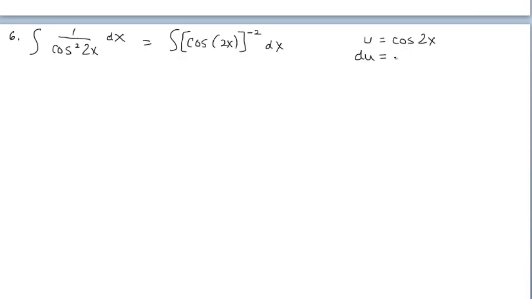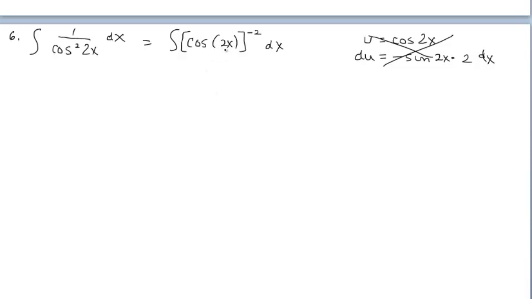Well, the derivative here is pretty complicated. It's the chain rule. It would be negative sine, leave 2x alone, times the derivative of 2x, or times 2, which I would multiply in front here, and then I'd put the dx on here at the end. Well, you can clearly see that we don't have another trig function. We don't have anything but cosine. So we can't proceed this way.